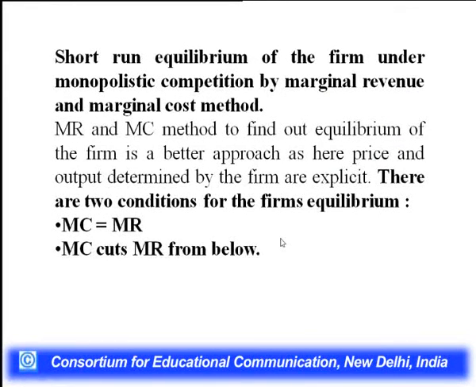Now we will show the short run equilibrium of the firm under monopolistic competition by the marginal revenue and marginal cost method. There are two conditions: marginal cost is equal to marginal revenue, and the second is MC cuts MR from below.